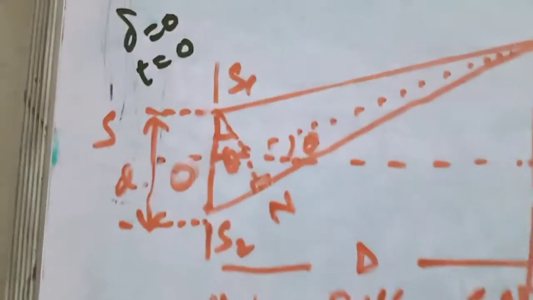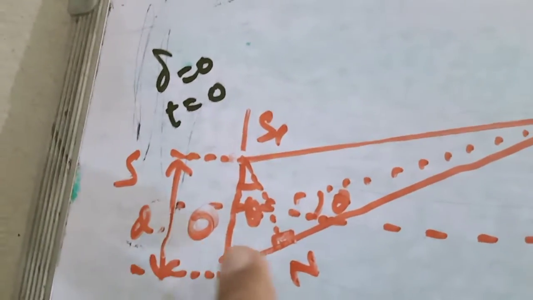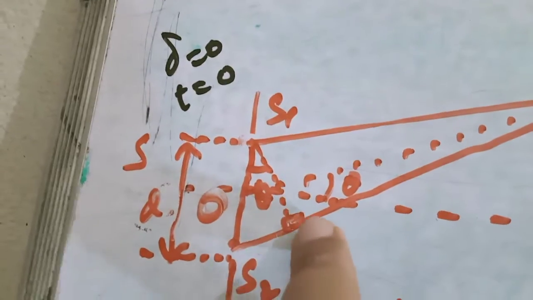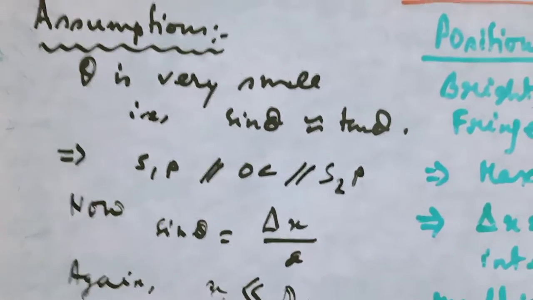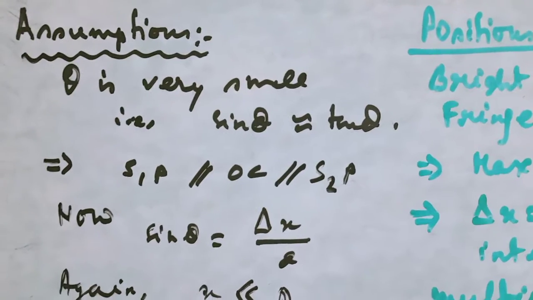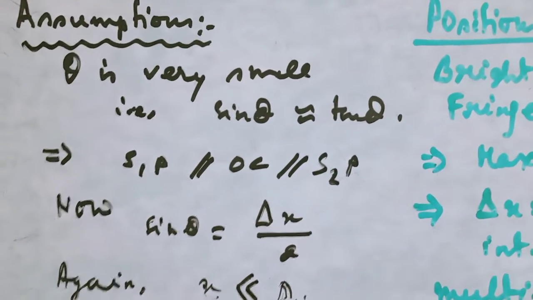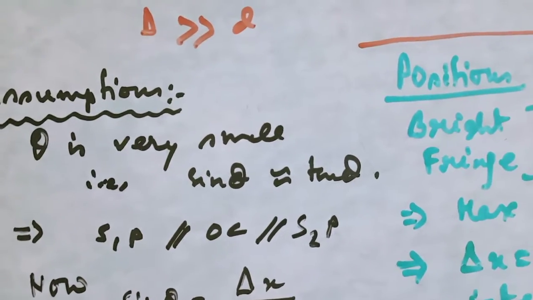Now what is sin theta from here? This is theta, this is D, this is a right angle triangle, right angle at this point, this is the path difference delta x, and this is small d. So sin theta is equal to delta x by d. If sin theta is nearly equal to tan theta, then tan theta is also equal to delta x by d. Tan theta is equal to delta x by d. So d tan theta is equal to d sin theta.